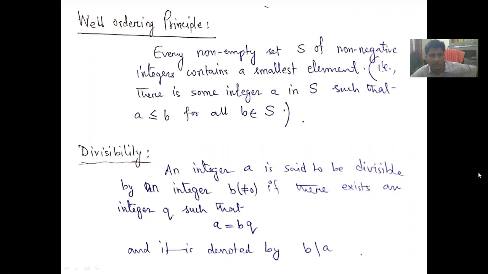Now, divisibility. An integer a is said to be divisible by an integer b, where b, the number you are dividing by, should be non-zero, if there exists an integer q such that a equals bq. This is what is called divisible. A is divisible by b, and it is denoted by b divides a.